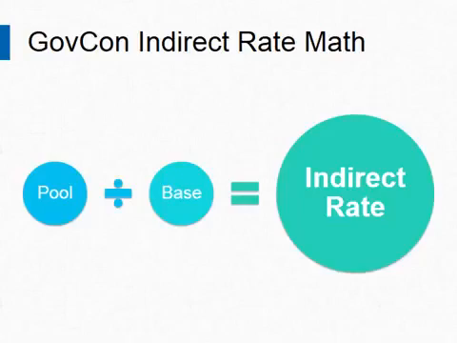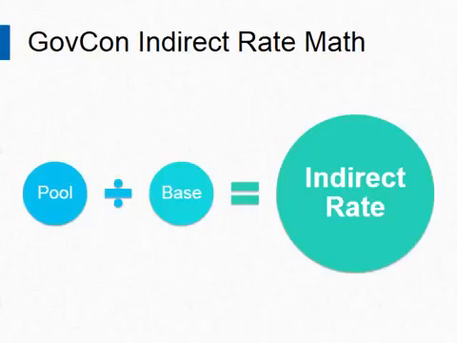It's not really that much different from when you're doing your April 15th and you say, I'm going to do an IRA, because either that or I give the government back money. So getting good at indirect rates makes you a better cost accountant and more valuable at your company. So let's just talk about GovCon indirect rate math.